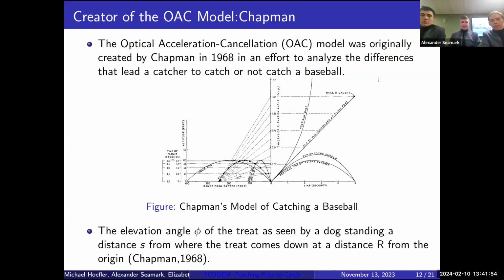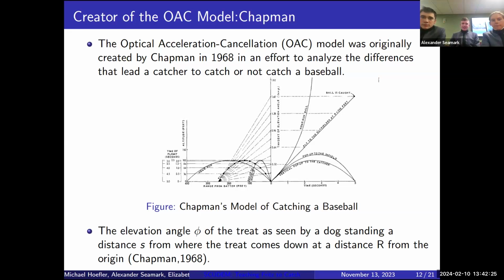So this just goes farther, more into depth than what Chapman was doing in his research. On the right here is where we really focused in, and this is the tangent of elevation angle. This just shows how if that angle increases at a constant or linear rate, the ball will be caught. But if it increases at a non-linear rate, the ball doesn't end up being caught. It goes into one of many other scenarios.